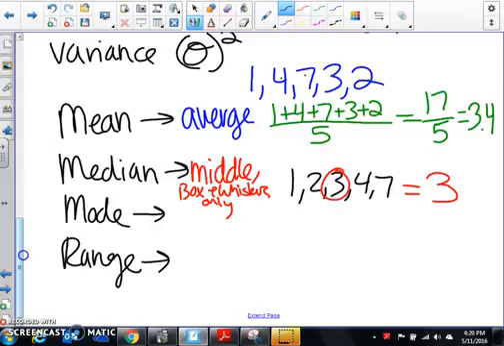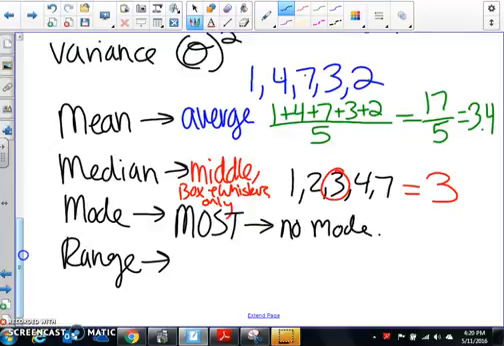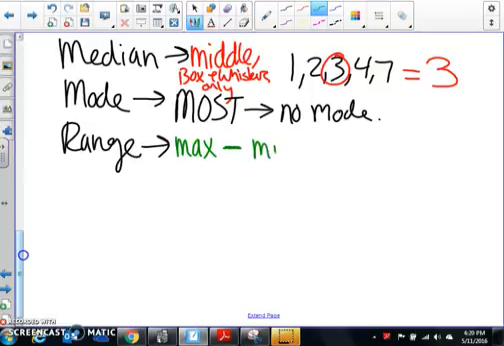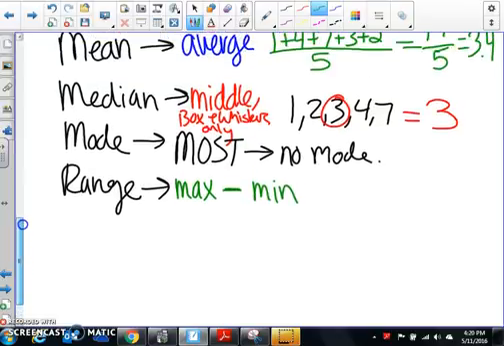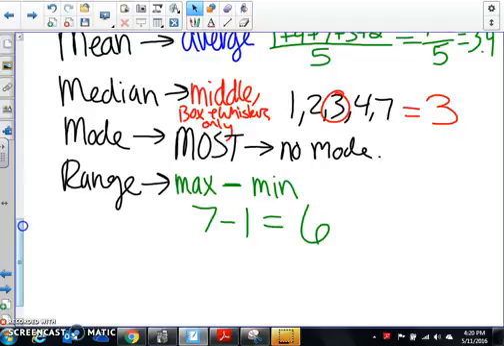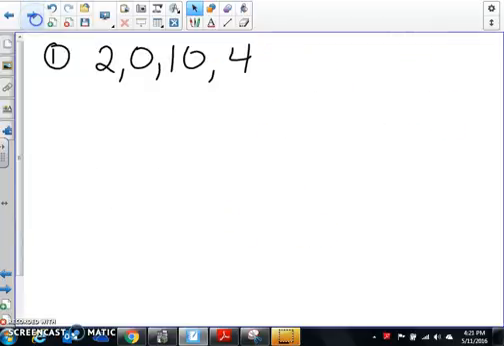The mode is the one that occurs the most. In this particular example, a number does not repeat, so there would be no mode. If I added another 1 on there, the mode would be 1. And then the range is the maximum versus the minimum. So maximum minus the minimum. So I would take the largest number, which is 7, and subtract it by the smallest number, which is 1. So my range would be 6. Okay, let's actually get to the new stuff.